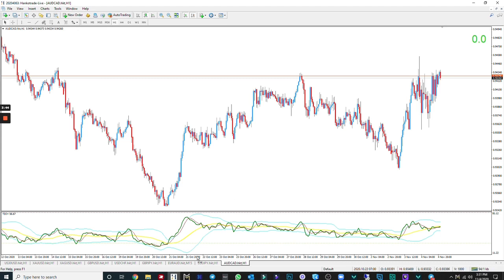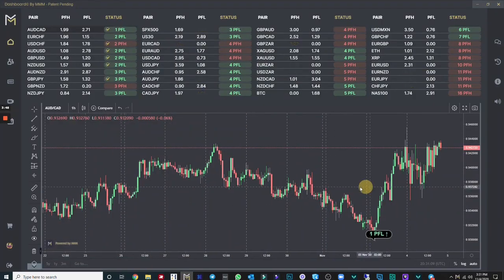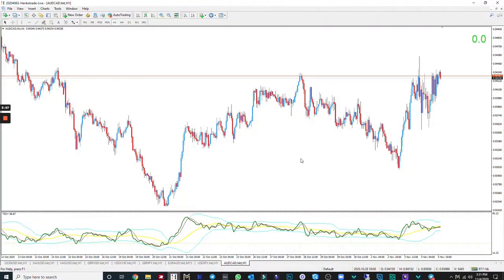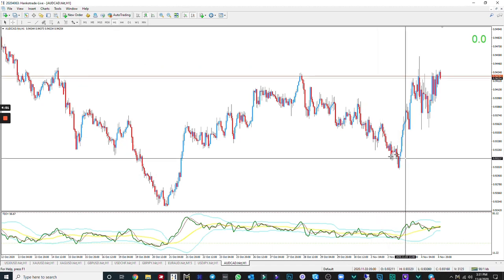Now let's go back to Dashboard so we can see exactly where the peak formation started. As you can see right here on the 1 hour time frame for AUD CAD, peak formation low started right here. So let's find that exact point on MetaTrader. We go here and we're on the 1 hour time frame for AUD CAD. The peak formation low started right here.